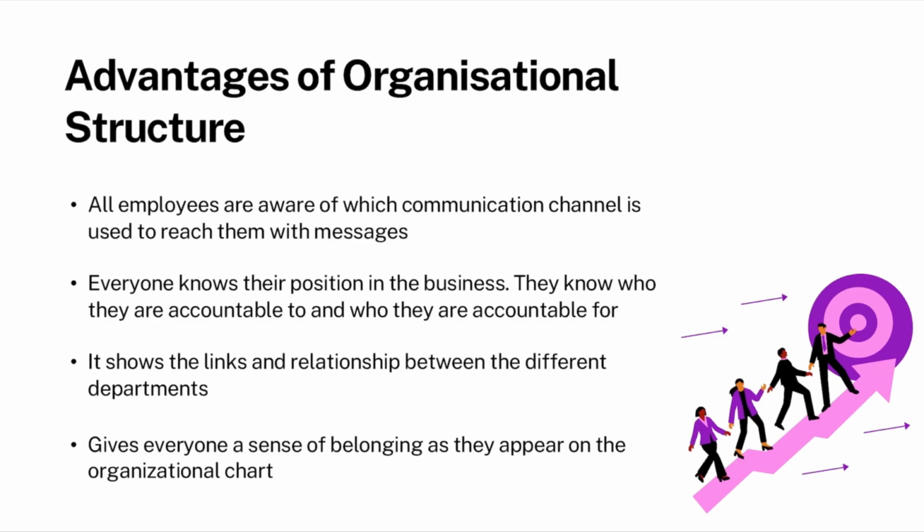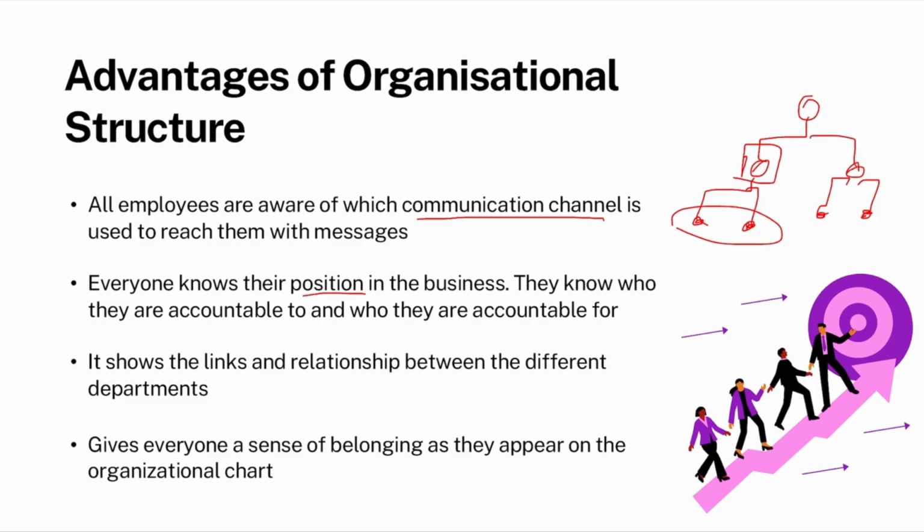Firstly, all employees are aware of which communication channel is used to reach them with messages. Secondly, everyone knows their position in the business. They know who they are accountable to and who they are accountable for. So if we have a structure that looks like this, then this person, by looking at the chart, would know that he is responsible for these two guys and he is accountable to this owner.